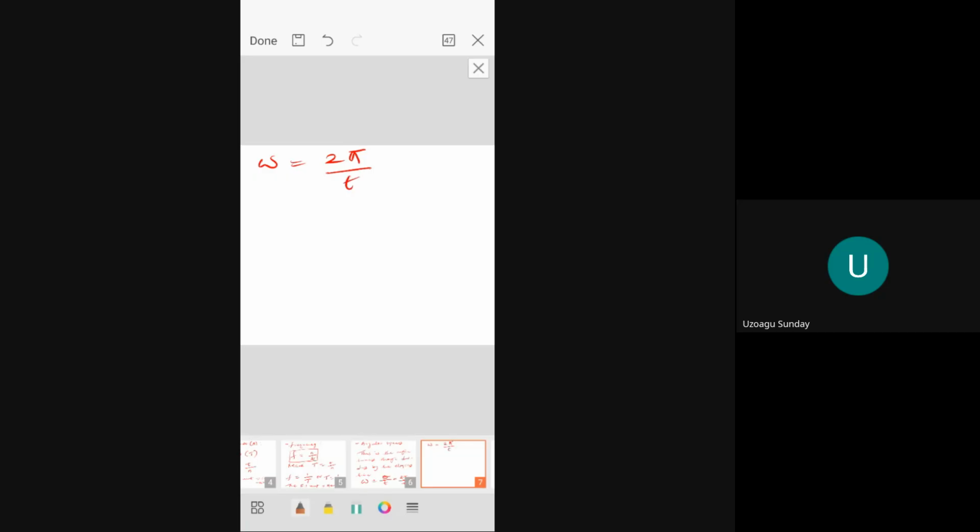Do you understand that? So 2 pi over t, and that is what angular velocity is. And then somebody will ask, where is 2 pi coming from? Now take note that in radians, 180 degrees is equal to pi.